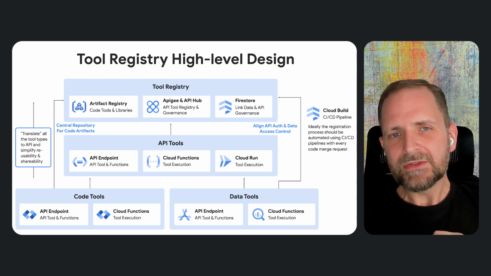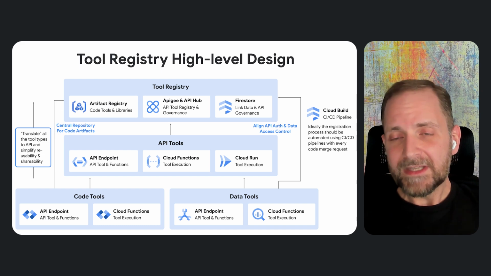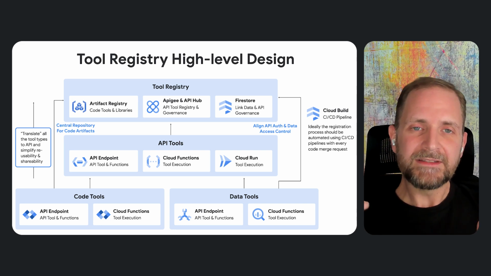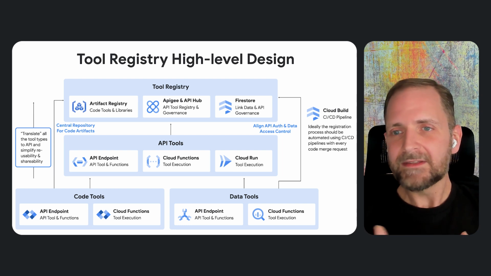Now, the key consideration is how we can fully automate that. We need to incorporate CI/CD pipelines. And for the data tools, we need to make sure that both the authentication of the APIs and the data governance are aligned and in place, because we don't want users to access data that they don't need to have access to.